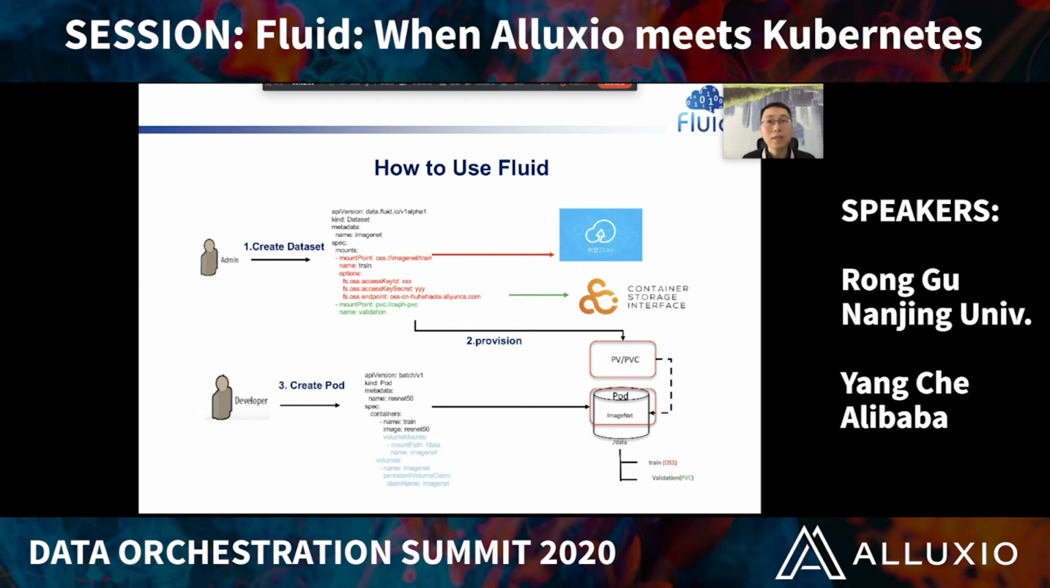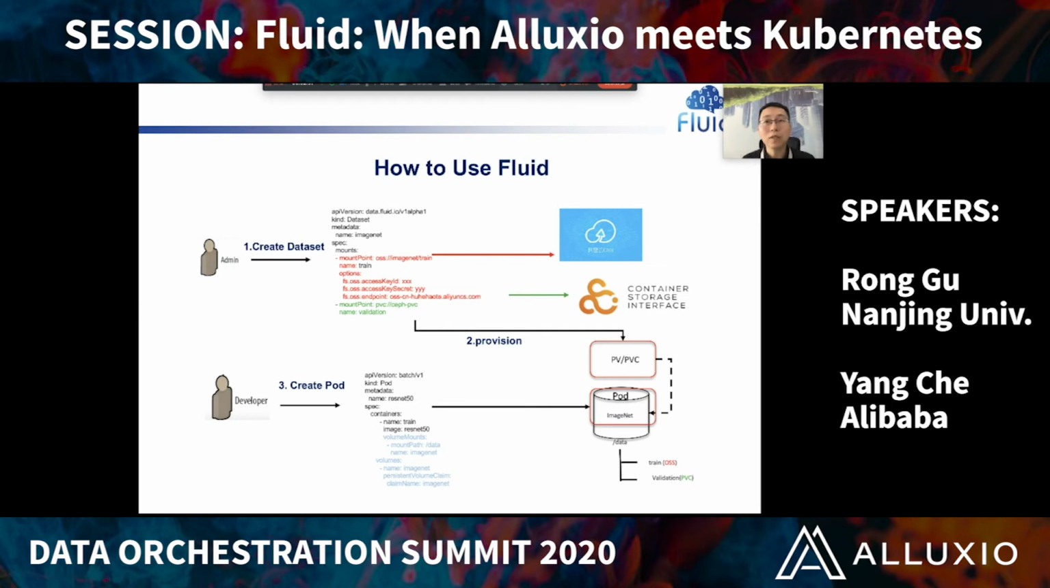Now, let's see how to use Fluid. First, the admin creates the datasets. In this sample, the dataset has two data sources. The first one is object storage service. Another is the persistent volume claim in Kubernetes.